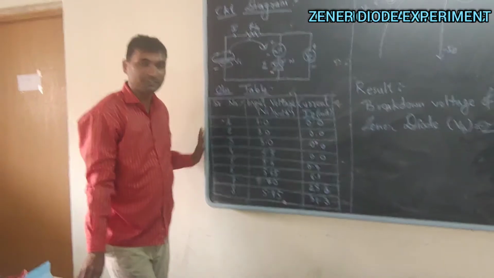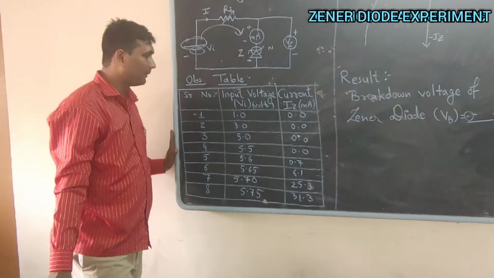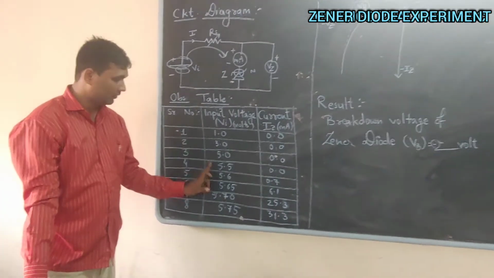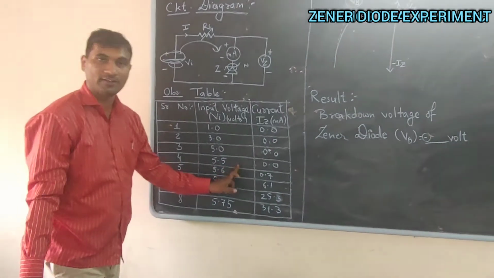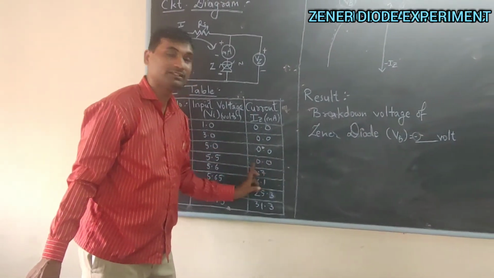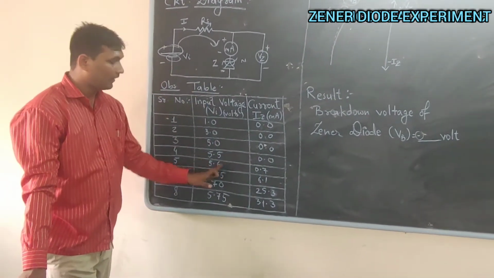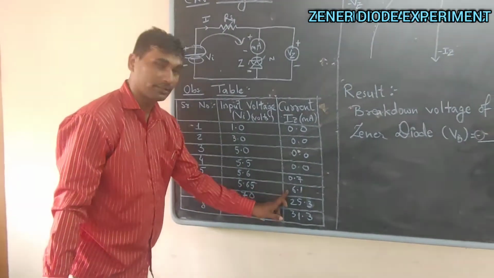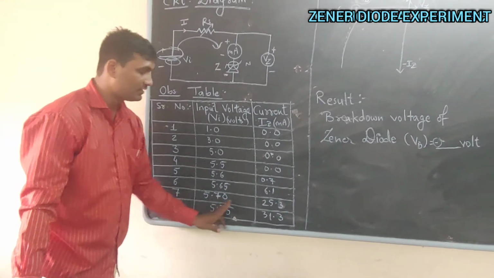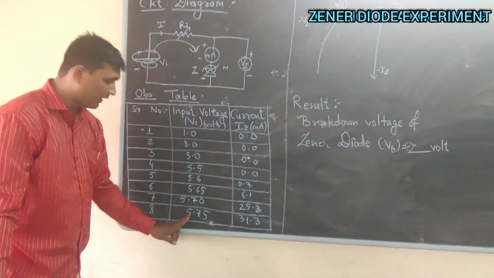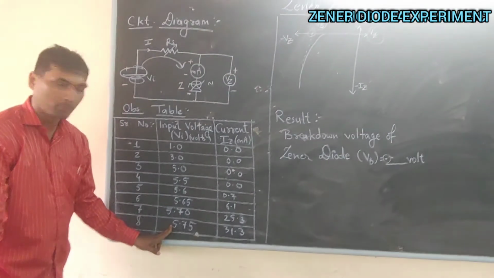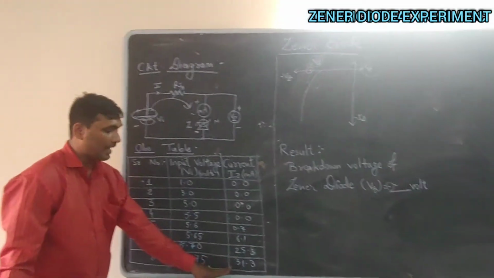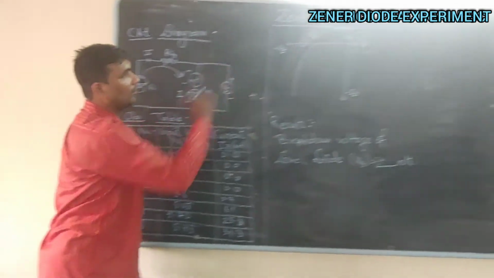Okay, coming to the observation table, as we have done the experiment, the input voltage was 1, 3.0, 5.0, 5.5. Till 5.5 we have seen that the current was 0.0. When we reach 5.6, it became 0.7. At 5.65 it became 6.1. At 5.70 it became 25.3. At 5.75, which was the maximum input, it gave 31.3 milliampere.